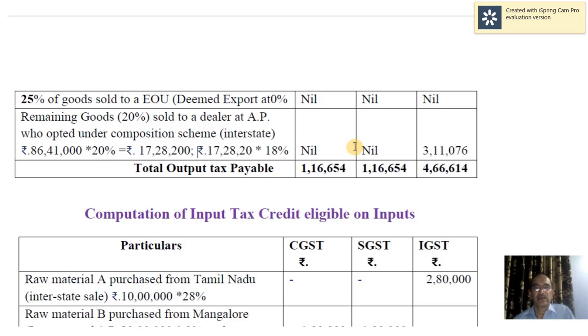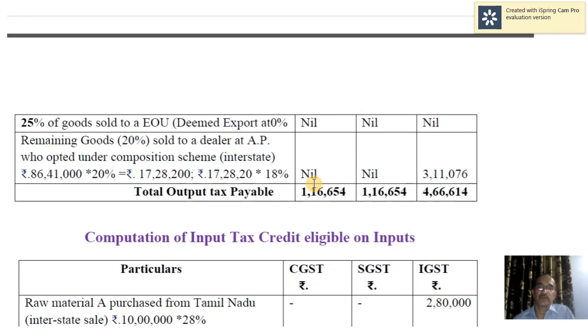Okay, now if you look at the total output tax payable in the case of CGST, 1,16,654, and SGST output tax 1,16,654 again, and IGST 4,66,614.